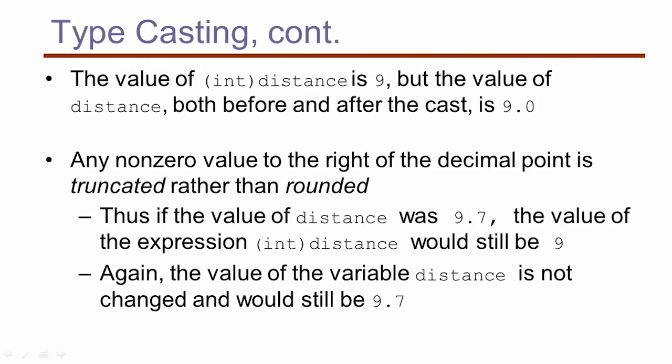Note that this conversion is only performed on the value taken from the variable distance. It does not affect the variable distance. The variable distance is still a variable of type double and it still holds the value 9.0. And it is important to note that the conversion of a floating point value to an integer value is performed by truncation rather than rounding it.